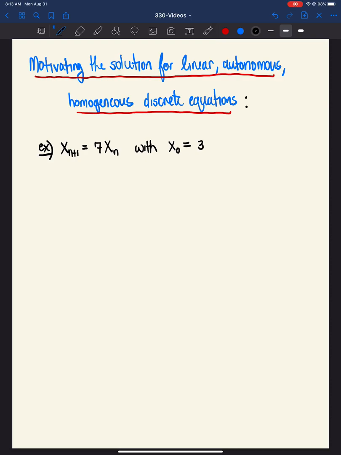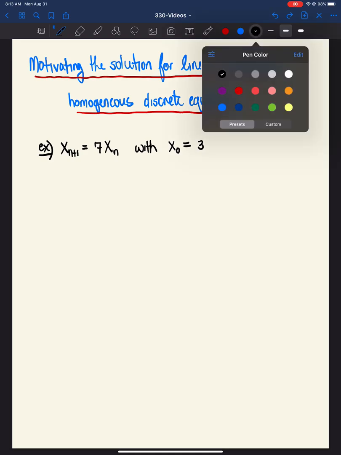Here we're going to motivate the solution for linear, autonomous, homogeneous discrete equations. So for example, consider this equation below, that the next iteration value equals 7 times the previous iteration value. And we're also given the initial condition that x at n equals 0 is equal to 3.